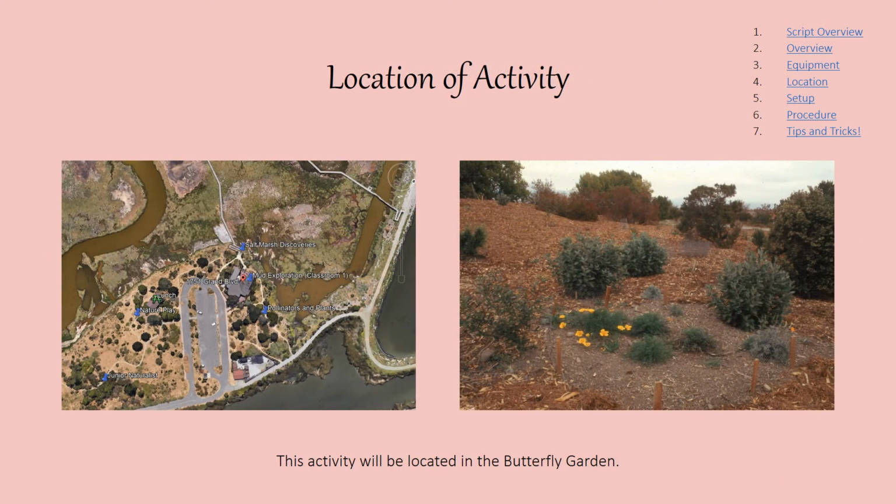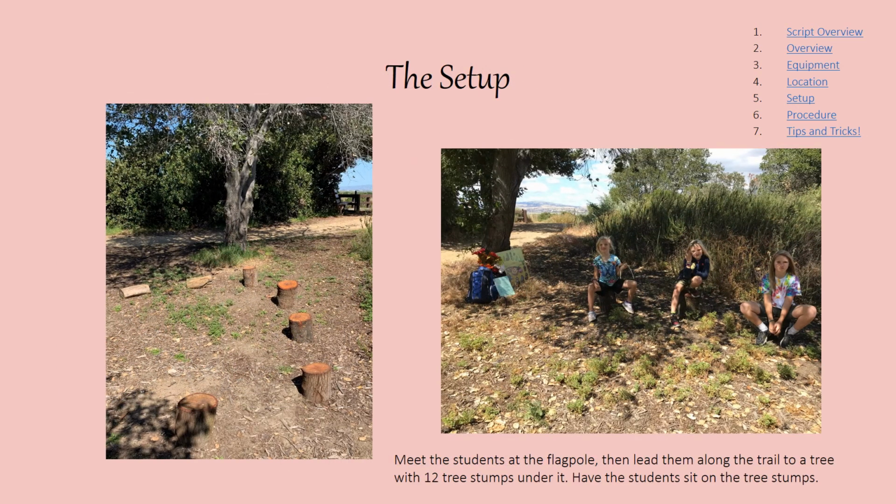This activity will be located in the butterfly garden. Meet the students at the flagpole, then lead them along the trail to a tree with 12 tree stumps under it. Have the students sit on the tree stumps.